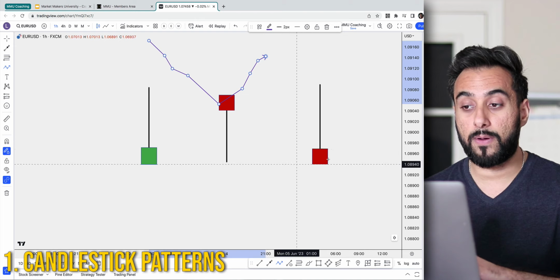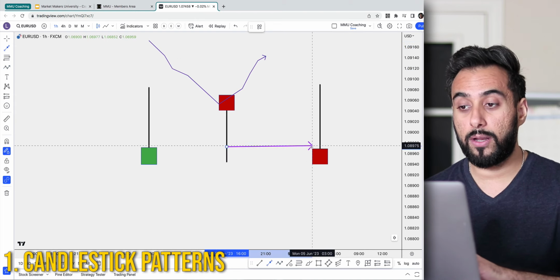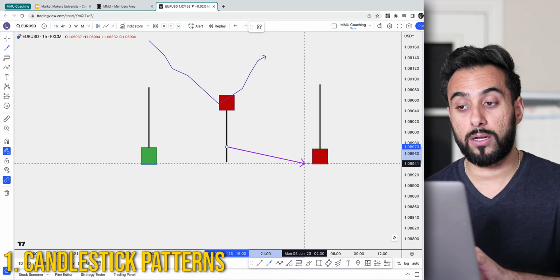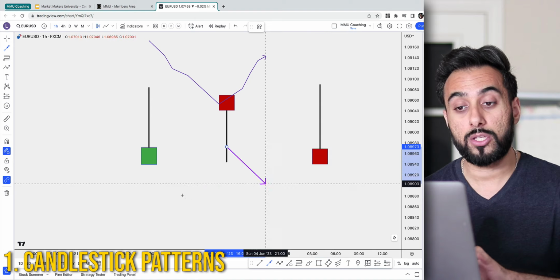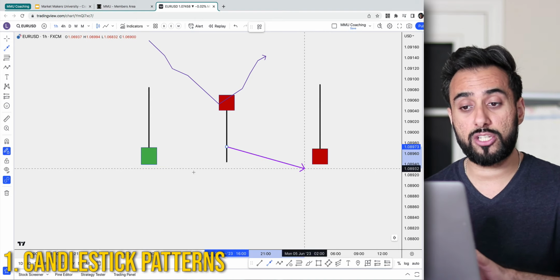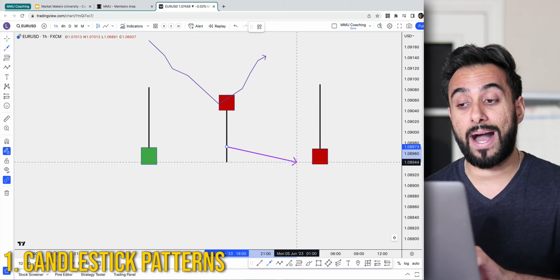Now, the same concept for this one over here. Even though this is red, the market started up here, went all the way up here, and then it closed all the way down here. So this is a bearish candle, just like this green one over here. So this red one and this green one are essentially very similar, except this red one has a little bit stronger of a bias pressure.